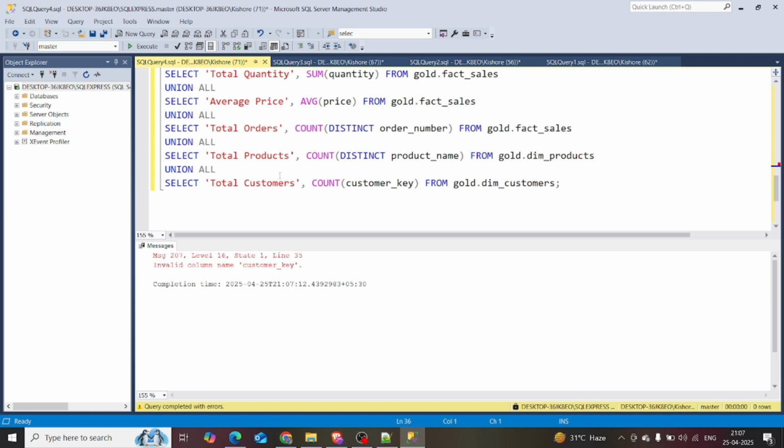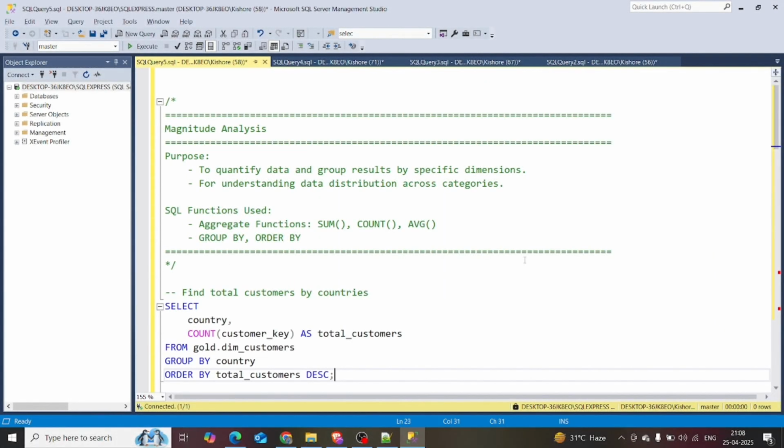In the latest session, we have discussed something exciting, so let's get into that. In the previous section, we explored the measure exploration. In this section, we are exploring the magnitude analysis.